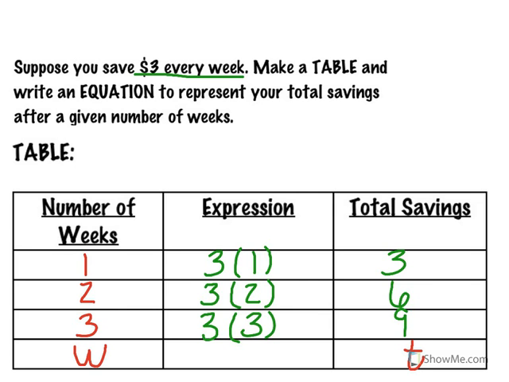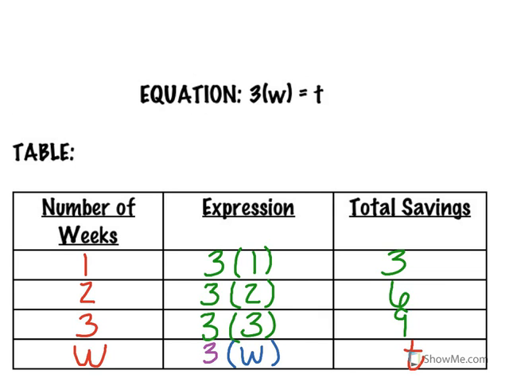So my expression down here at the bottom, using my variables, I have 3, that's not changing. I have my weeks, that's what's changing, and that gets me to my total. So, writing this as an equation, I have 3W equals T. So, just another way to write the exact same information. I organize my information on a table, and I've condensed it down to an equation.